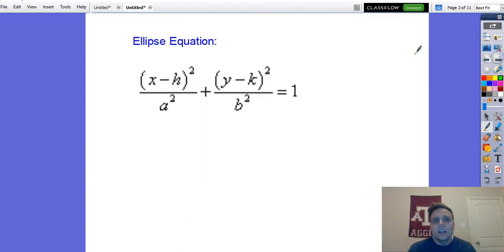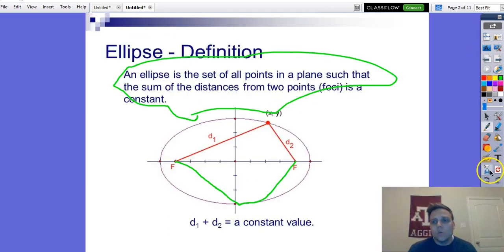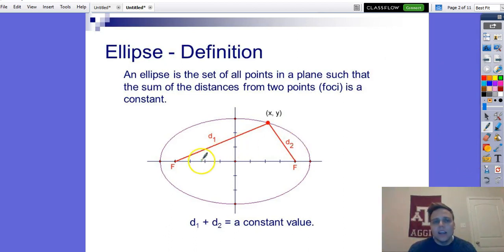Now, this is the equation of an ellipse: x minus h squared divided by a squared plus y minus k squared divided by b squared is equal to 1. You might be wondering, what are a and b? A and b are our axes. A second ago we saw an ellipse, and we see an ellipse can either be longer or it can be taller. So it either has a greater axis on the x or it has a greater axis on the y.